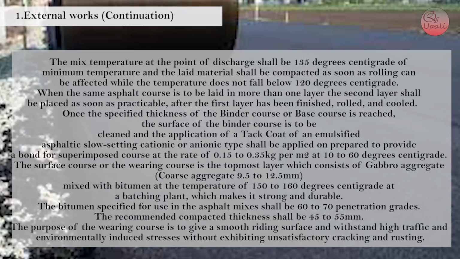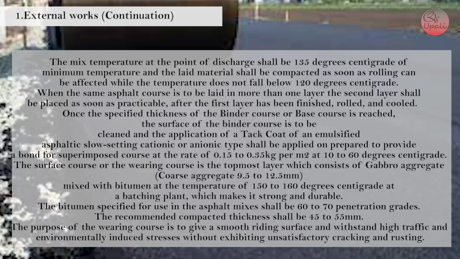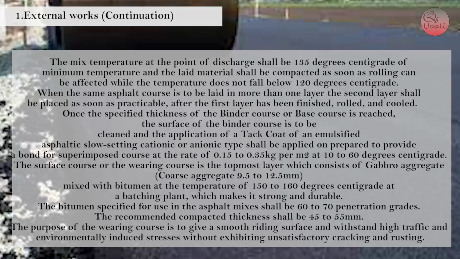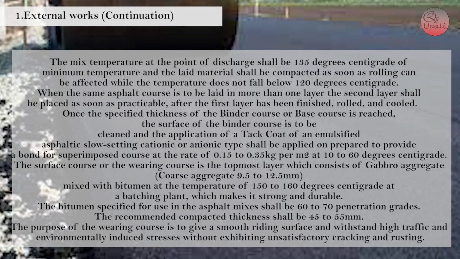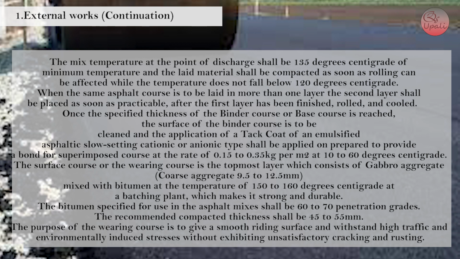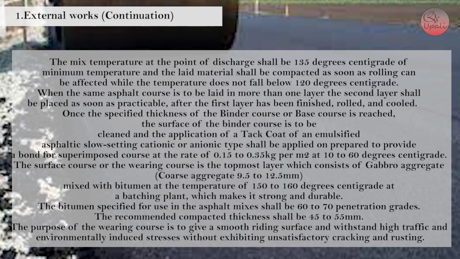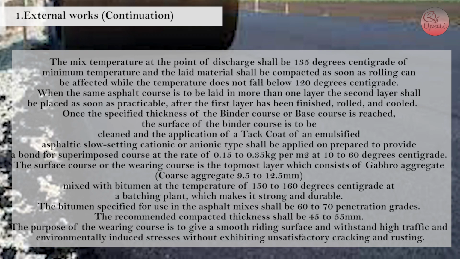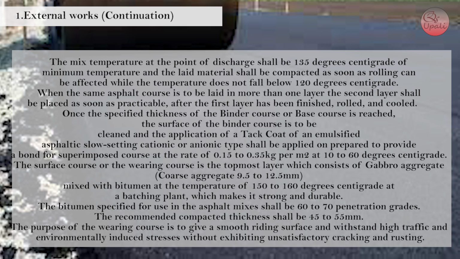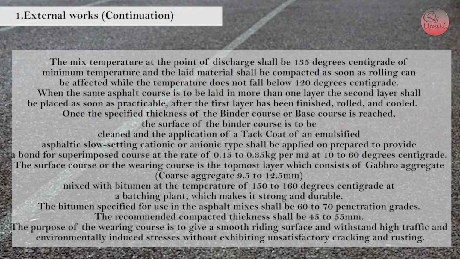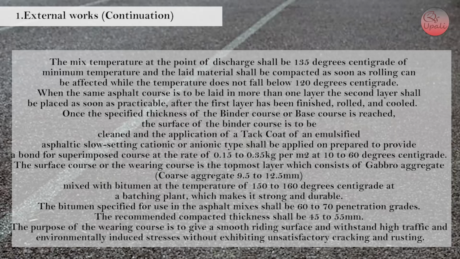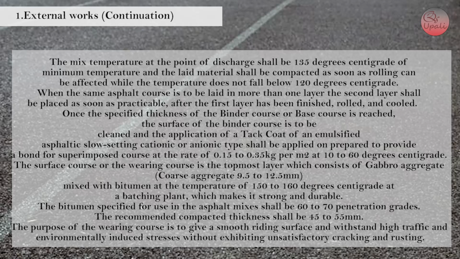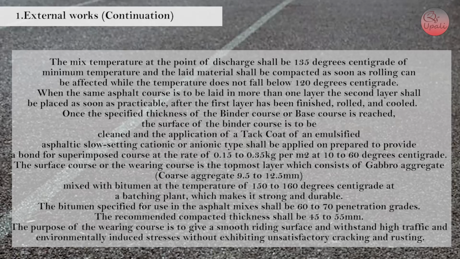The mix temperature at the point of discharge shall be 135 degrees centigrade minimum temperature, and the laid material shall be compacted as soon as rolling can be effected while the temperature does not fall below 100 degrees centigrade. When the same asphalt course is to be laid in more than one layer, the second layer shall be placed as soon as practicable after the first layer has been finished, rolled and cooled.